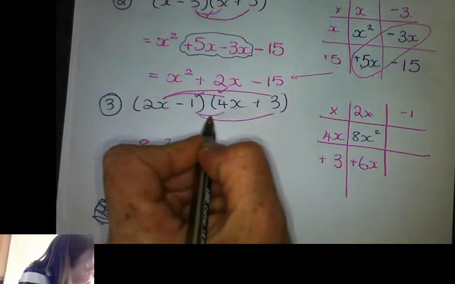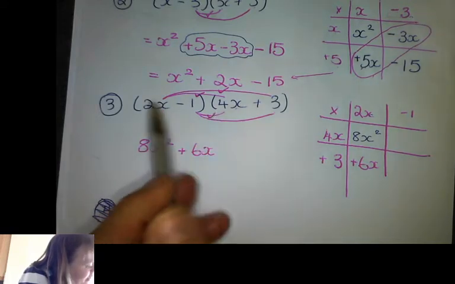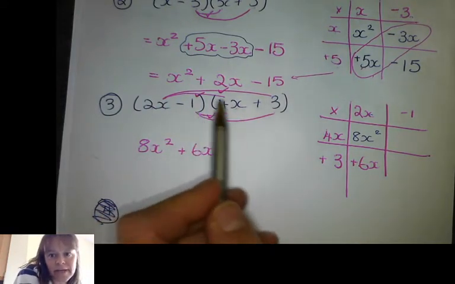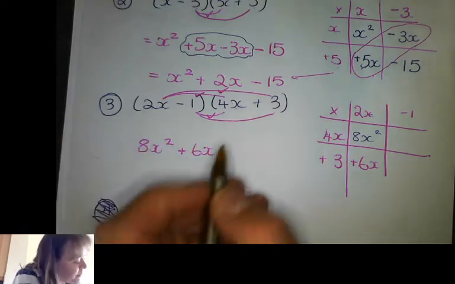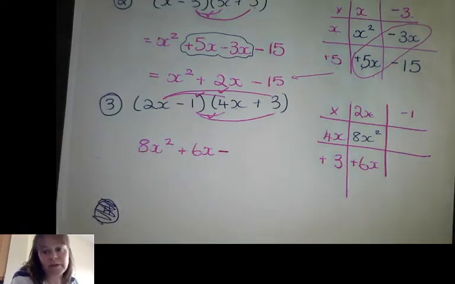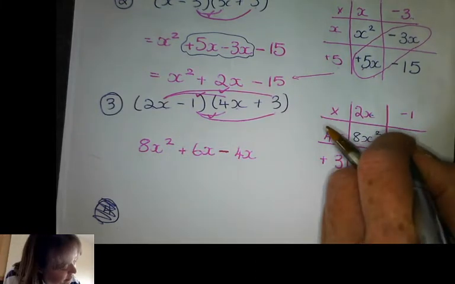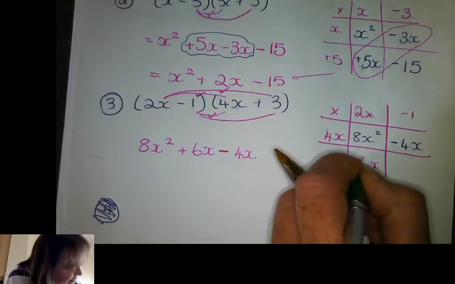Okay, and now I'm going over here. This is -1 multiplied by +4x. So -1 times 4x. Well, negative times positive makes negative, and 1 times 4x, 4x. That's this one over here. It's upsetting me, this pink now. I'm going to make it black.